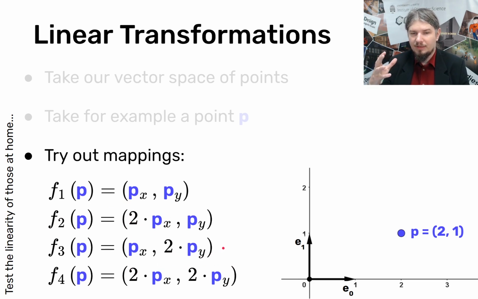And you can try out the linearity of these mappings yourself. If you just take a linear combination of two different points and try to apply the mapping before a linear combination of those two points and after, and see if these mappings that at the moment multiply one of the coordinates with 2, are they linear or not?